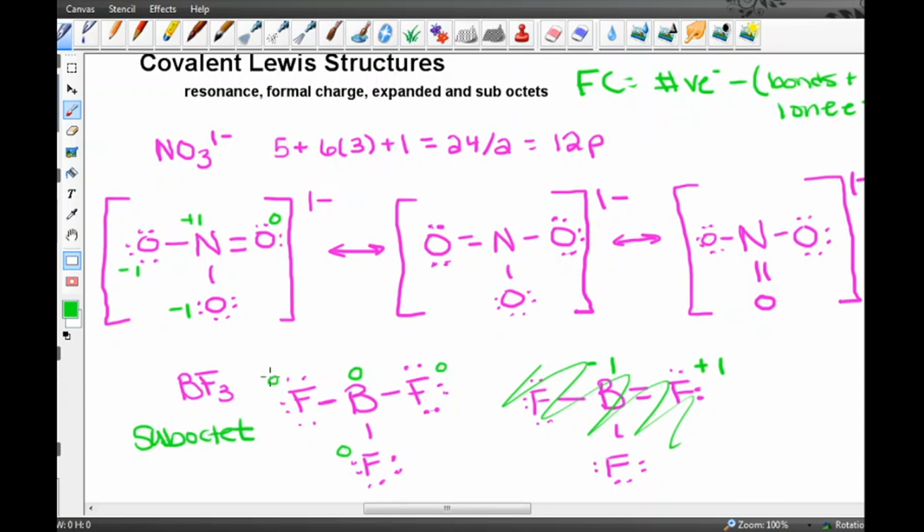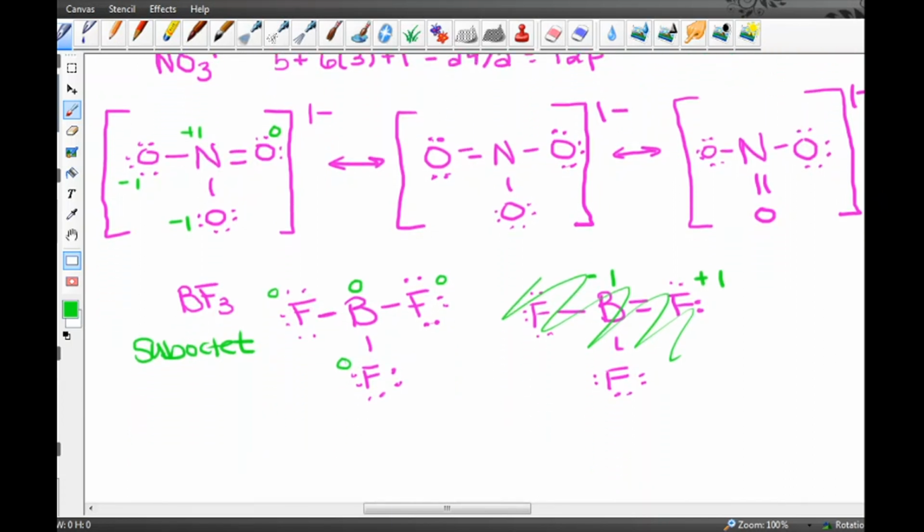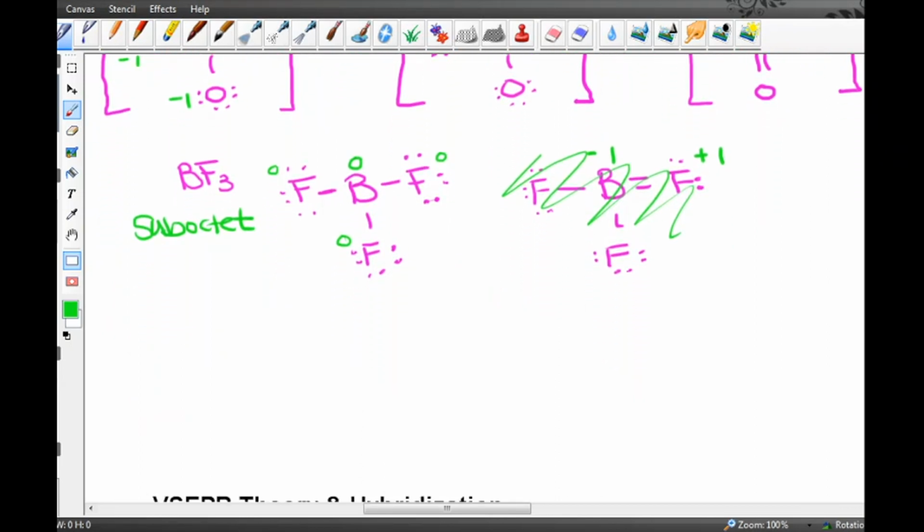We can also have expanded octets. Sometimes we expand octets with lone pairs. Sometimes we expand octets with double bonds. Let's do just a real quick SF6. Yes, that is a sulfur with 6 fluorines bonded to it. Have we expanded the octet of the central atom? Yes, we have. I am not going to draw in all of those lone pair electrons on the fluorines. This is an expanded octet, and this is okay.